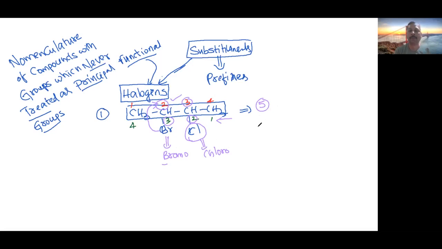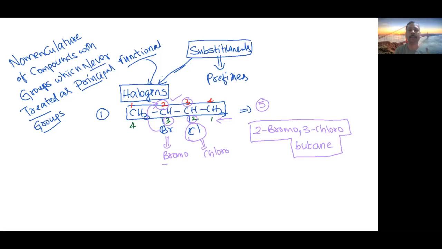Now, first will be 2-bromo, second will be 3-chloro. So I have completed all the prefixes with numbers. Then the word root: 4 carbons are there, so but, a single bond, an, and no functional group, e. So the answer will be 2-bromo-3-chlorobutane. What is the answer? 2-bromo-3-chlorobutane.